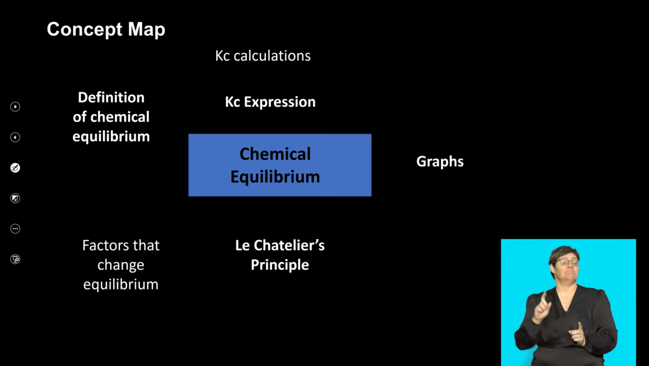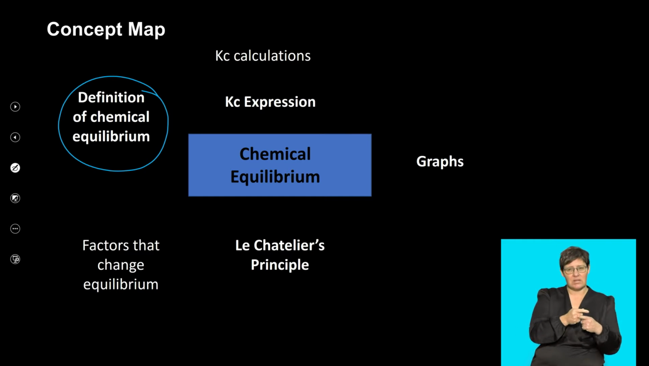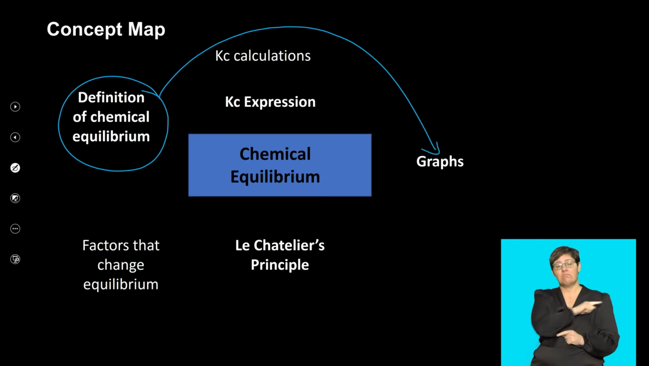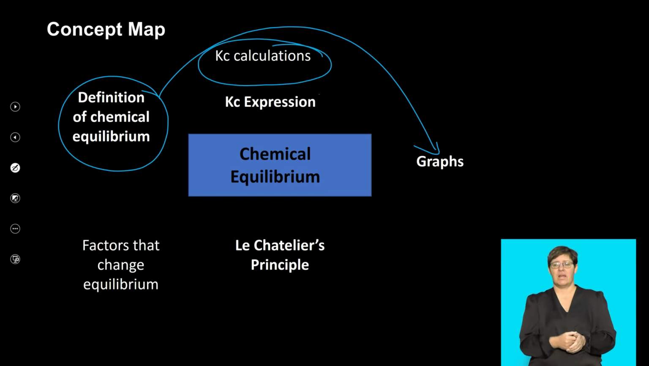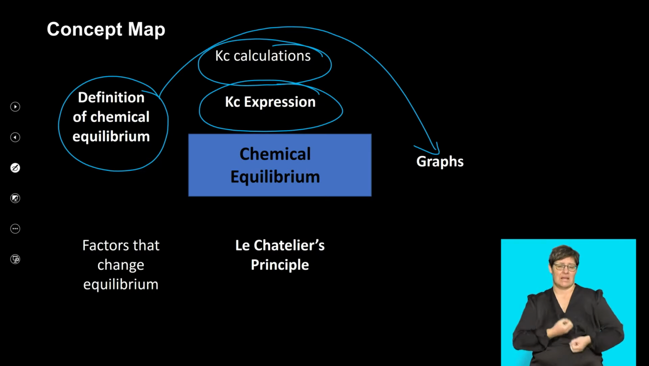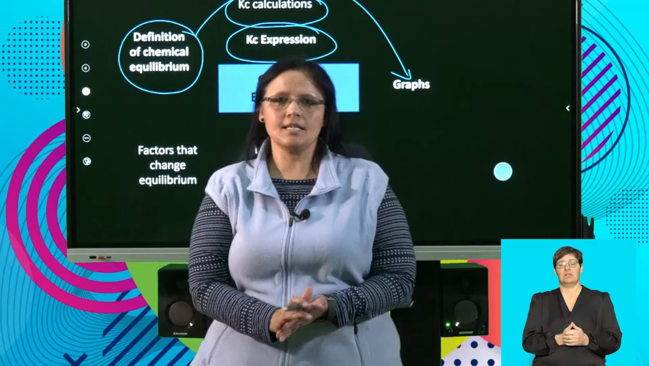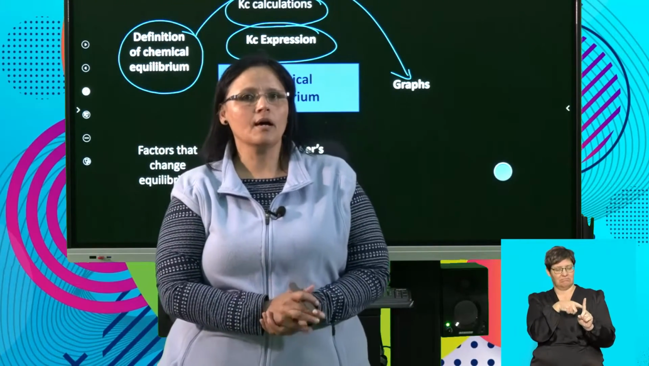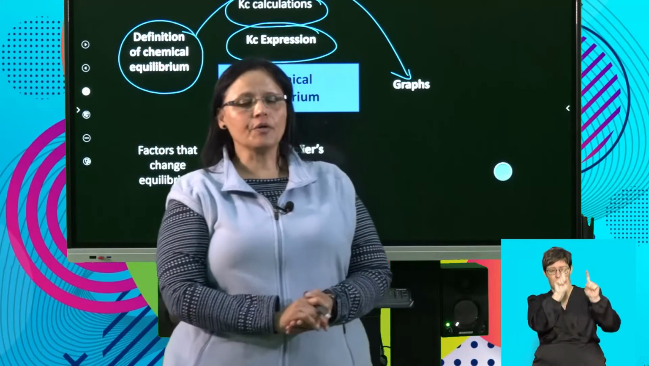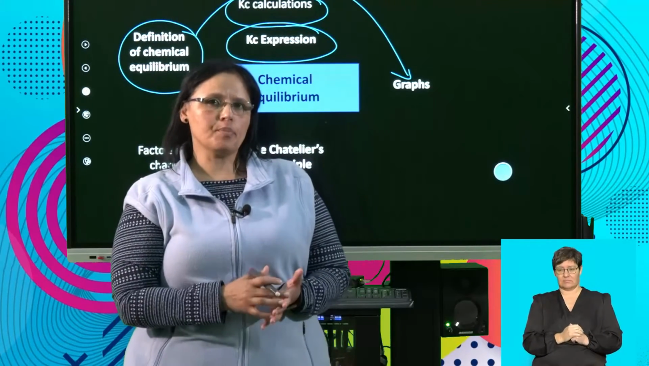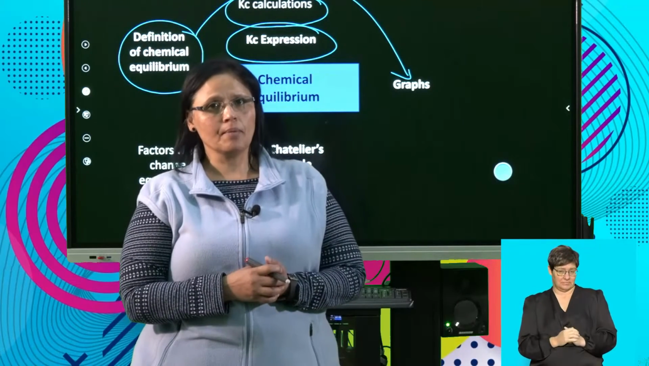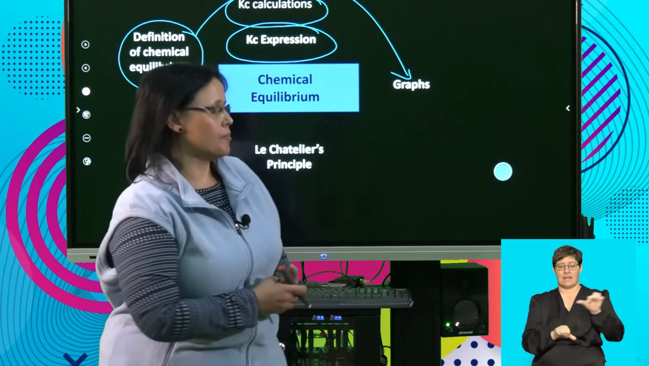So what we've done to date is we spoke about the definition of chemical equilibrium and dynamic equilibrium. We connected that to graphs. We did Kc calculations and the Kc expression. And what we're going to do today is, like I said, look at the Frenchman's work, Le Chatelier, his principle, and how that links up to chemical equilibrium.